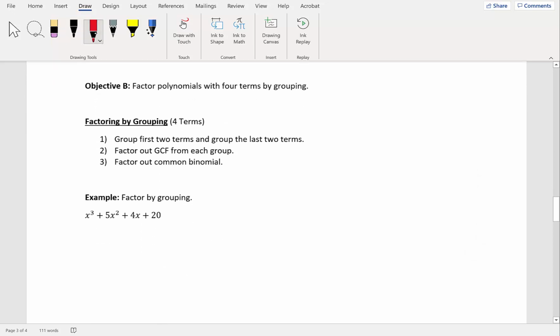So I'm going to group the first 2 terms. So I have x cubed plus 5x squared. Let me rewrite these with black. Okay, then you're going to put a plus in between your 2 groups. And then group the last 2 terms, 4x plus 20.